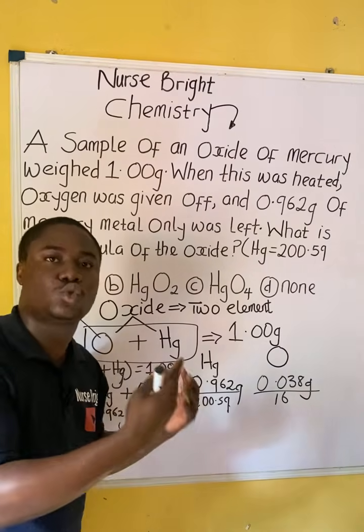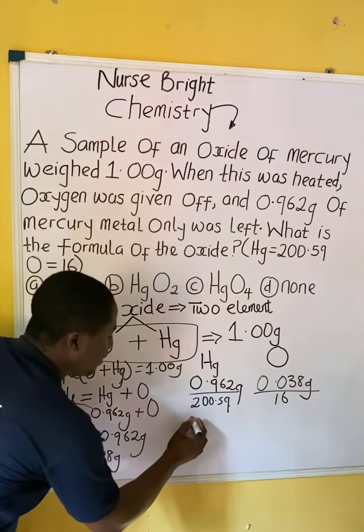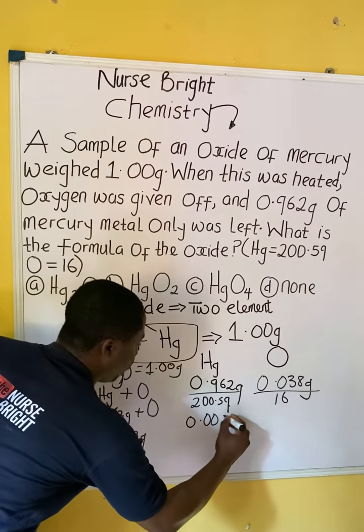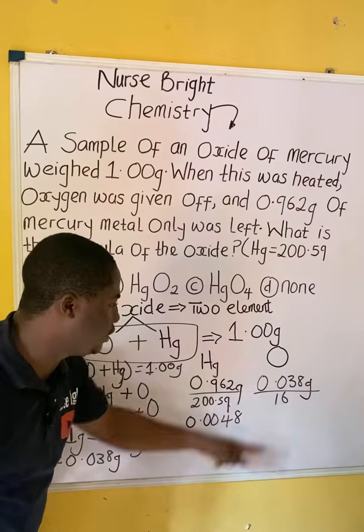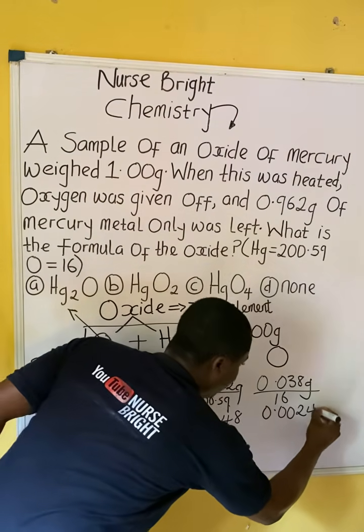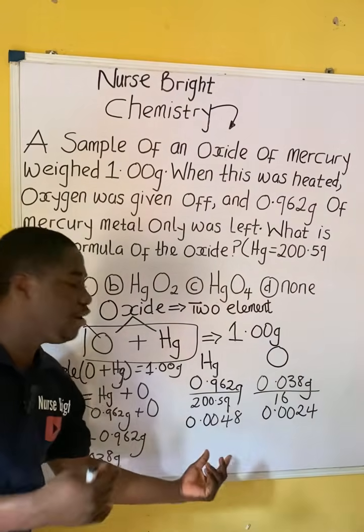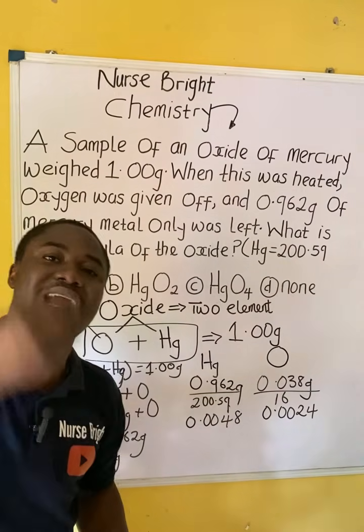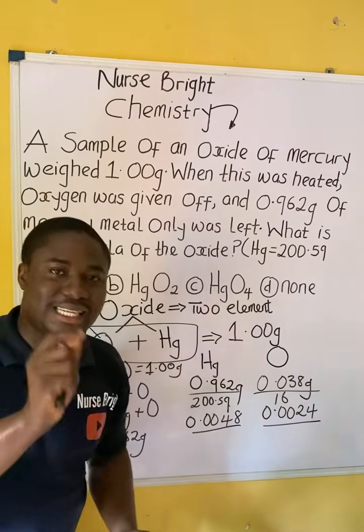So when we divide 0.962 by 200, we are going to get 0.0048. All right. Let's do the same thing for oxygen. When we divide, we are going to get 0.0024. You can see we've divided by the atomic masses and we got all of these numbers. After you determine these values, you then divide by the smallest. You divide both numbers by the smallest.